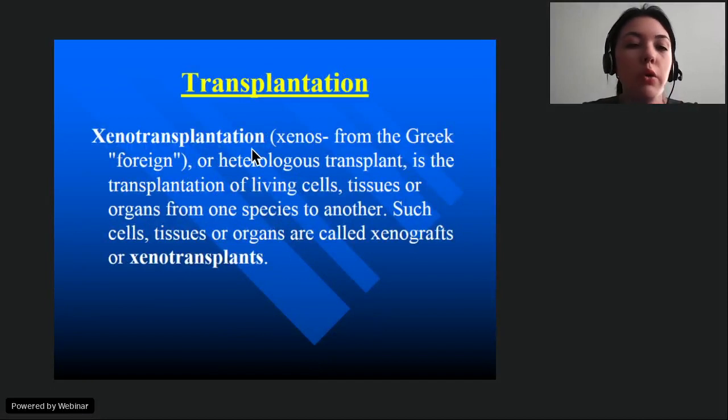So if we use transplants not from ourselves, not from our patients, but from other people, humans, yes? So xenotransplantation, xenos means foreign, or heterologous transplant, is a transplantation of living cells, tissues, or organs from one species to another. Such cells, tissues, or organs are called xenografts or xenotransplants. So it means from animals, for example, like it was widely used in the past. Nowadays it's nearly out of use, because the rejection reaction in this case is very common. So usually we don't use it.